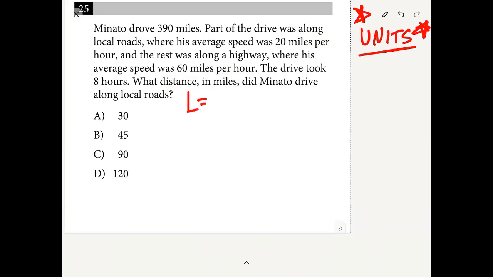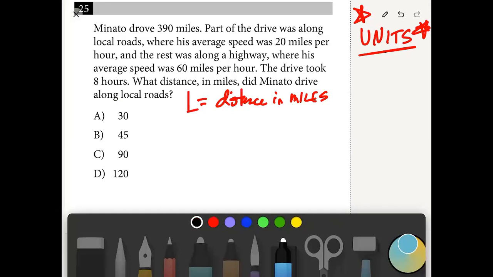L stands for the distance in miles that he drove on the local roads. I'm going to circle this word because this is important. That's the units that we're measuring this in. The distance is being measured in miles.